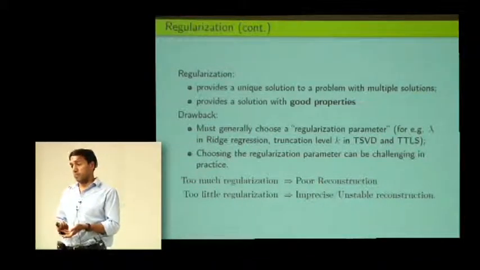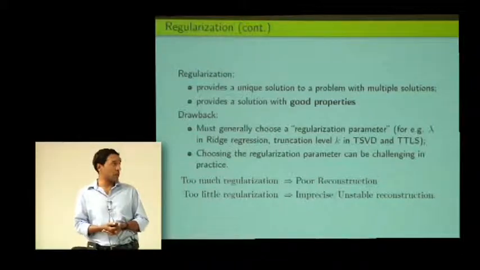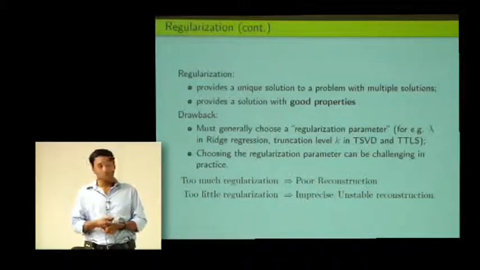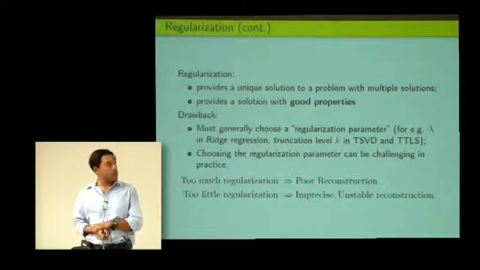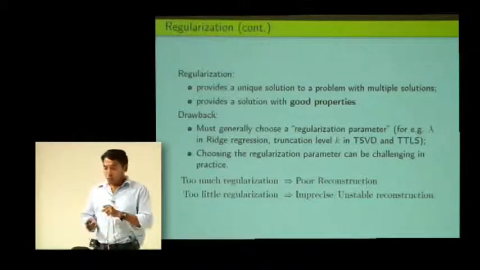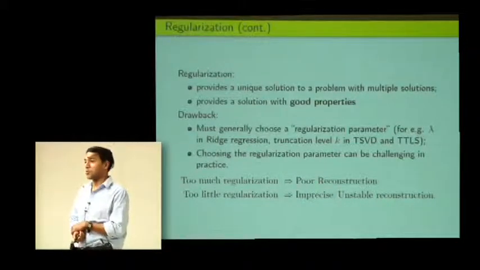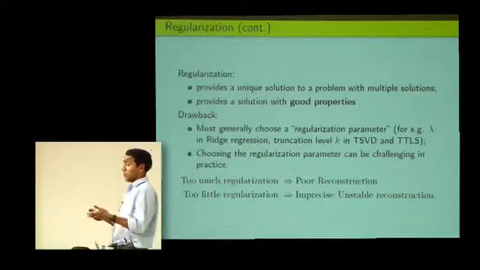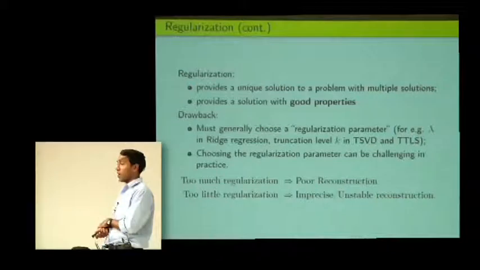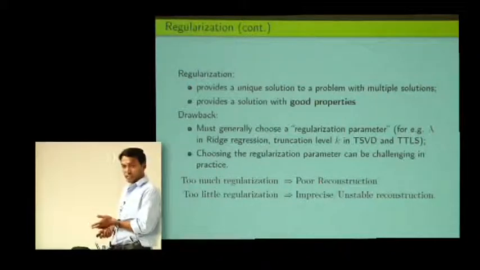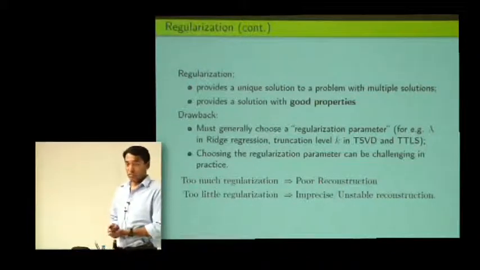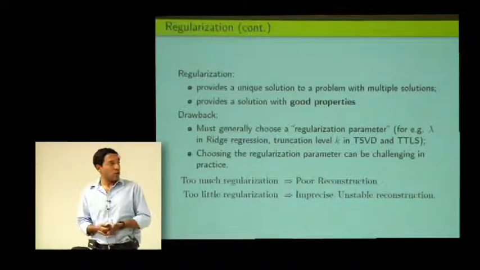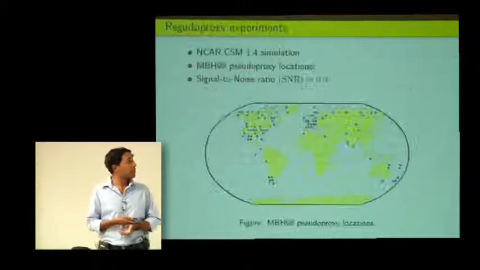And when we do this regularization, the whole purpose behind it is to solve an ill-posed problem. It provides a unique solution to a problem with multiple solutions, a solution with good properties, right? Of course, choosing the regularization parameter is not so clear. If you regularize too much, your fidelity to the data is moving away. At the same time, if you don't regularize enough, then it's unstable and ill-posed. And this is a very well-known phenomenon in applied mathematics, right?